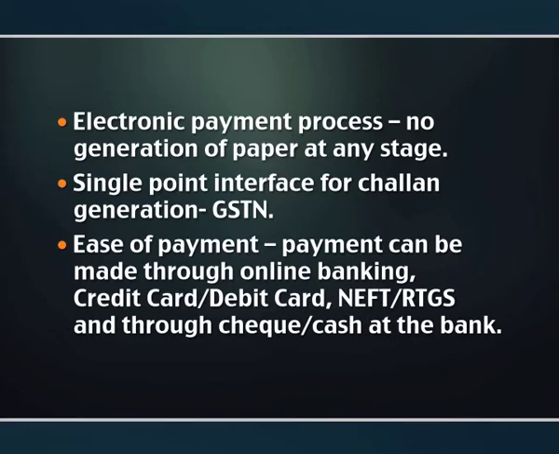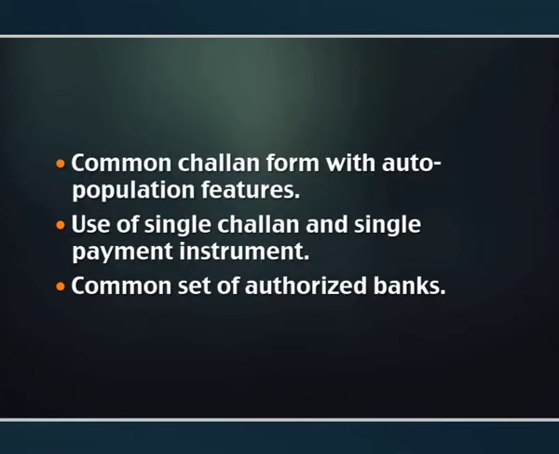The major features of the proposed payment procedures under GST are as follows: electronic payment process, no generation of paper at any stage; single point interface for challan generation, GSTN; ease of payment. Payment can be made through online banking, credit card, debit card, NEFT, RTGS, and through cheque or cash at the bank. Common challan form with auto-population features. Use of single challan and single payment instrument. Common set of authorized banks. Common accounting codes.